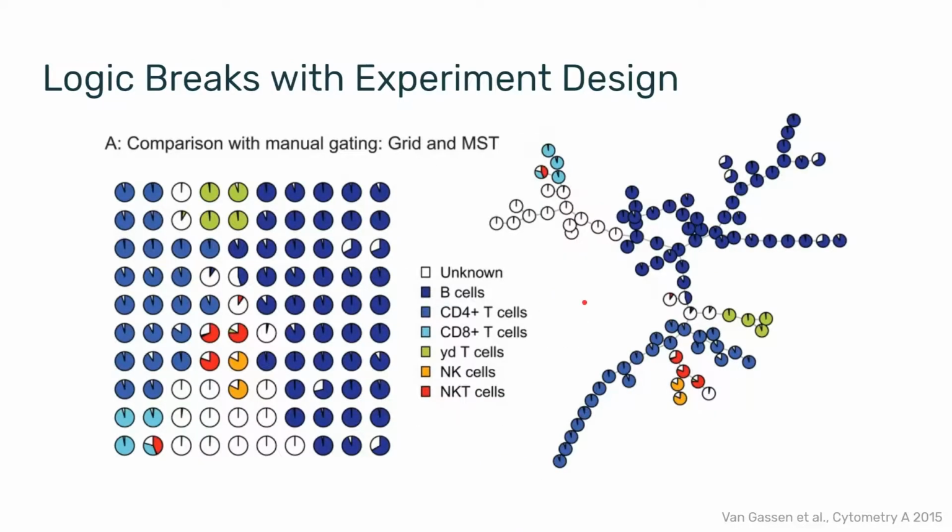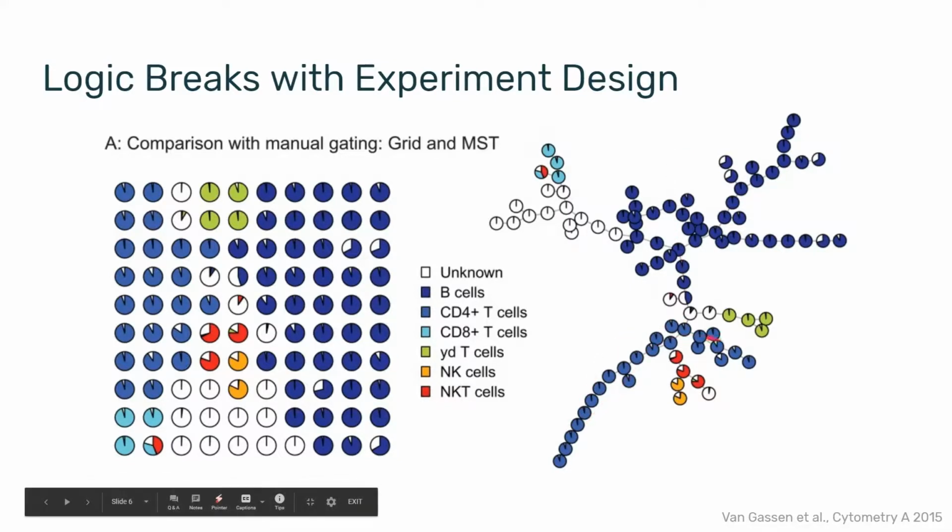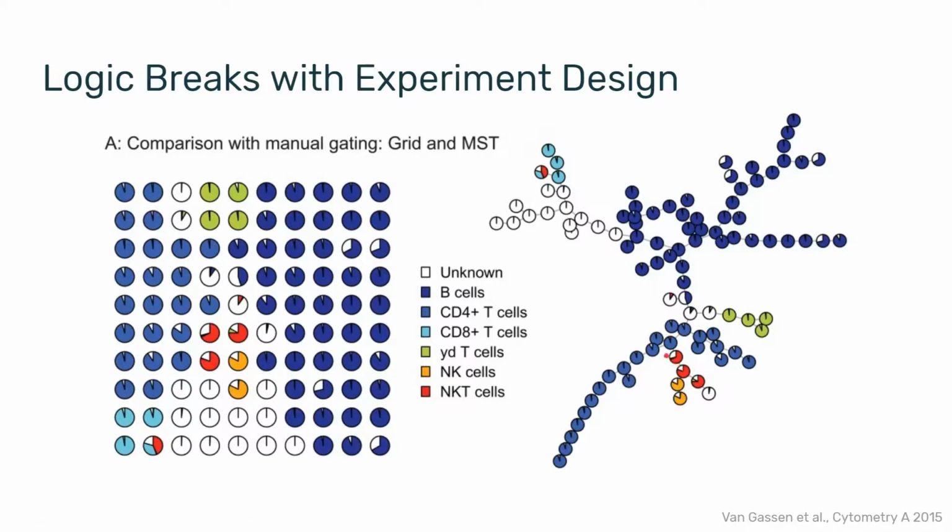And in fact, researchers who use these tools on a regular basis are familiar with the ways in which this logic can break. And this is the same figure we've seen before from the Flowstone paper. And you can see here that the CD4 T cells are in light blue, and then they branch into NKT cells, which in turn branch into NK cells. Now, biologically, this does not make any sense. I will clarify that from a visualization perspective, this is fine. We get an idea of what's going on.